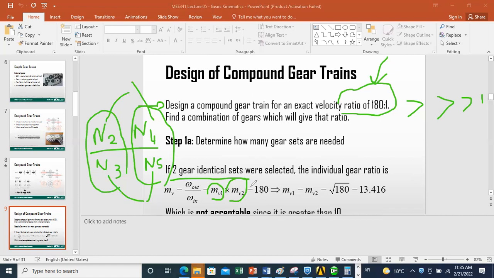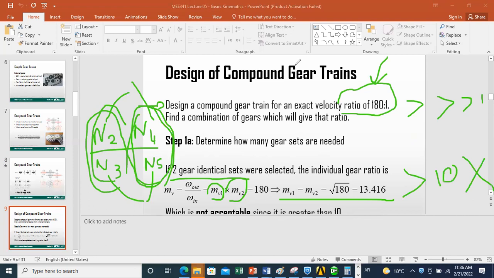So if I assume I want to use identical sets, the gear ratio for each of these should be the square root of 180, because the total is the product of the gear ratio of the first set times the gear ratio of the second set. Okay, so for each set I should have a ratio of 13.416, which is larger than 10, so it's not acceptable. So I can say that I cannot use just 2 sets.